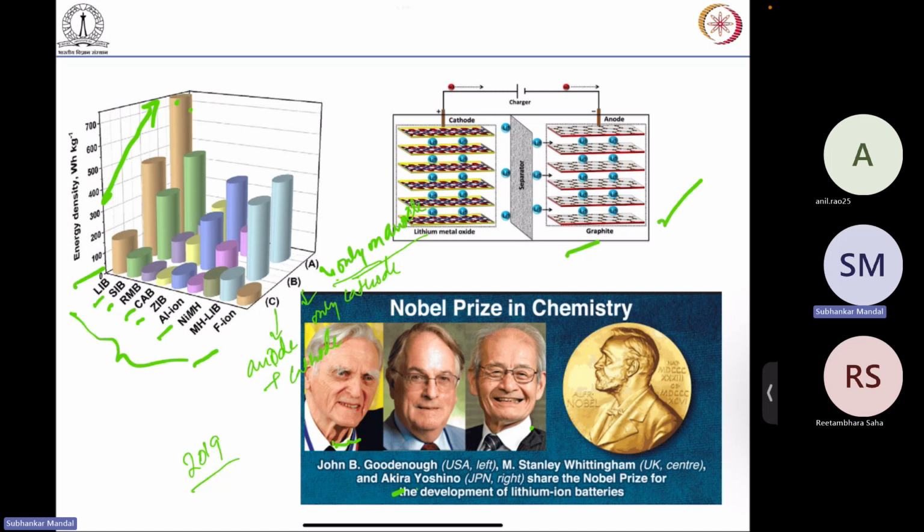Now I think these two persons are alive. Recently, I think last year, Sir John Goodenough passed away. He was, I think, 101 years or something. These two persons are still there. So they got the Nobel Prize for developing the lithium-ion battery.